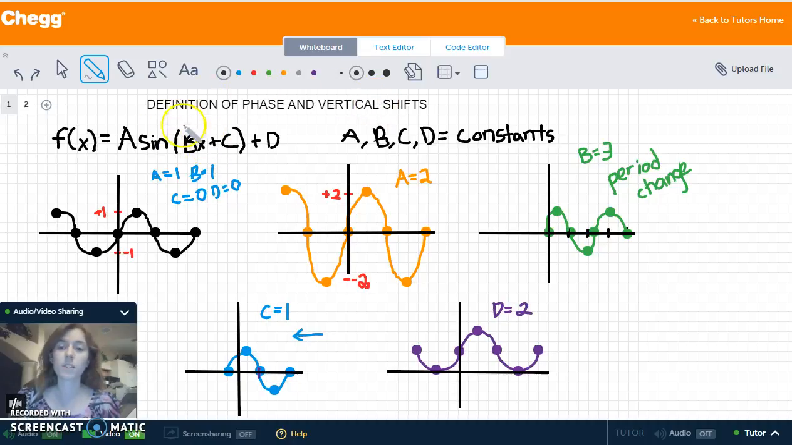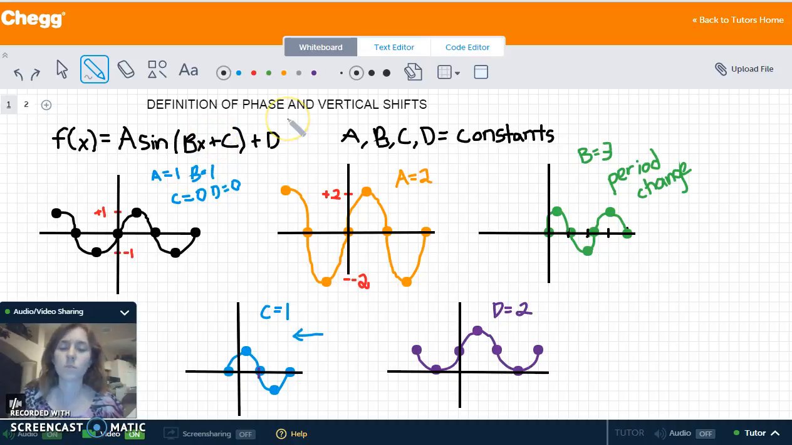Talking about the definition of phase and vertical shifts. For this instance, I'm just going to talk about a sine wave. What I've got here is an equation, a sine of bx plus c, plus d. All of these capital letters are constants. They're not variables, they're not any functions of x. We're just going to see how these variations shift, elongate, or squish our original sine graph.